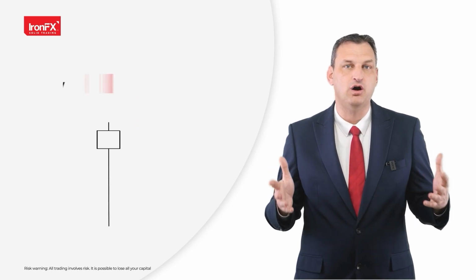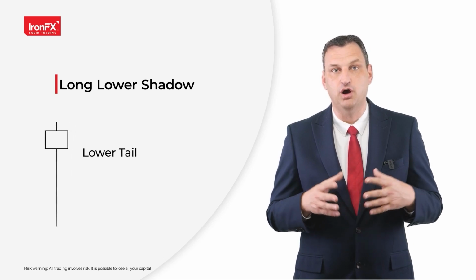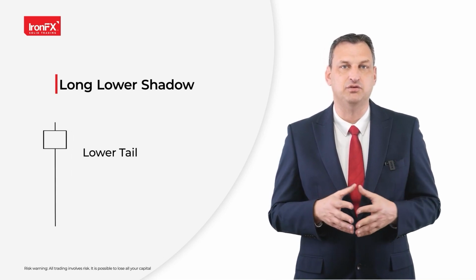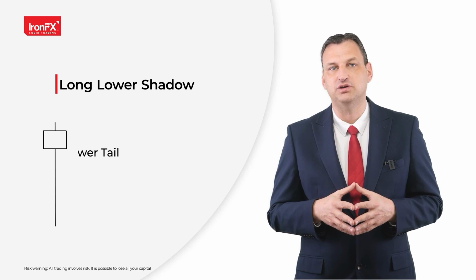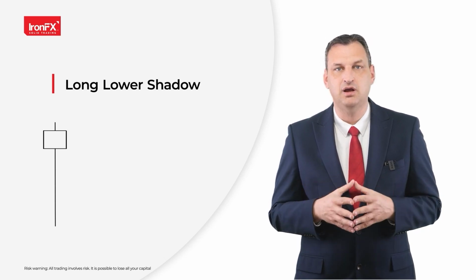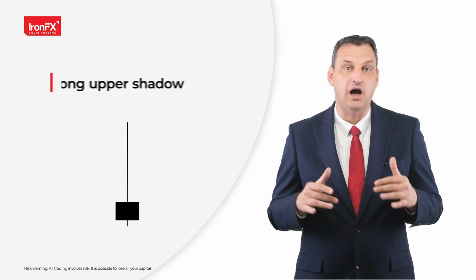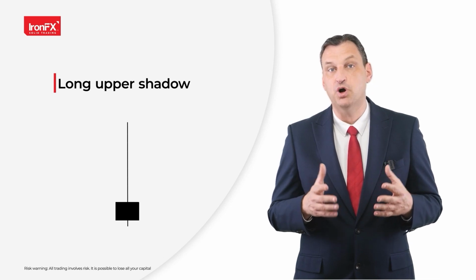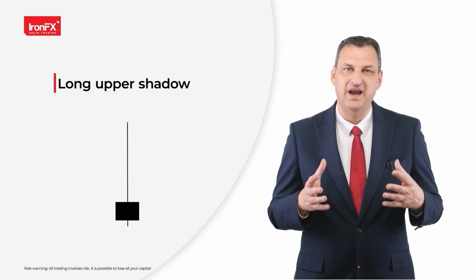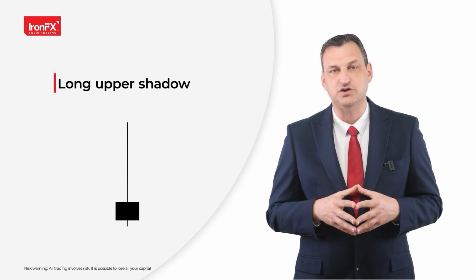Then we have the long lower shadow. A bearish or a bullish candlestick is formed with a lower tail that has a length of 2/3 or more of the total range of the candlestick. Normally it is considered as a bullish signal when it appears around price support levels. And then we have the long upper shadow, a bearish or bullish candlestick with an upper shadow that has a length of 2/3 or more of the total range of the candlestick.